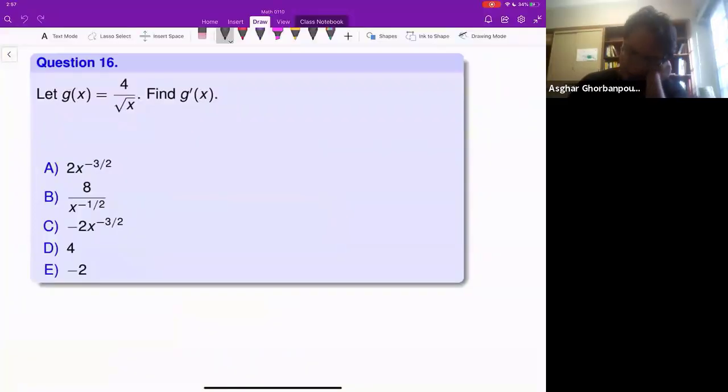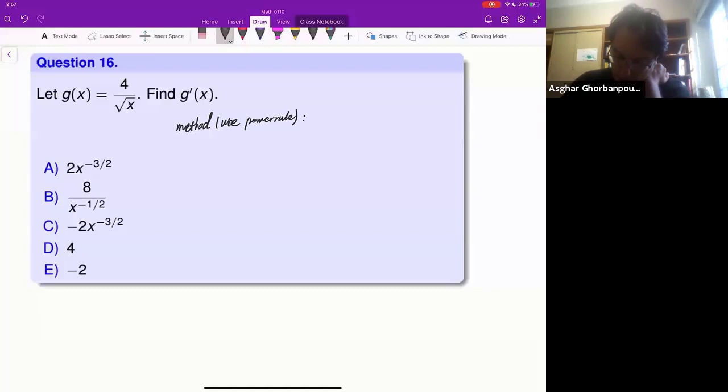Okay, this you can do in two ways. Method one, I will use the so-called power rule. So use power rule. What is the power rule?